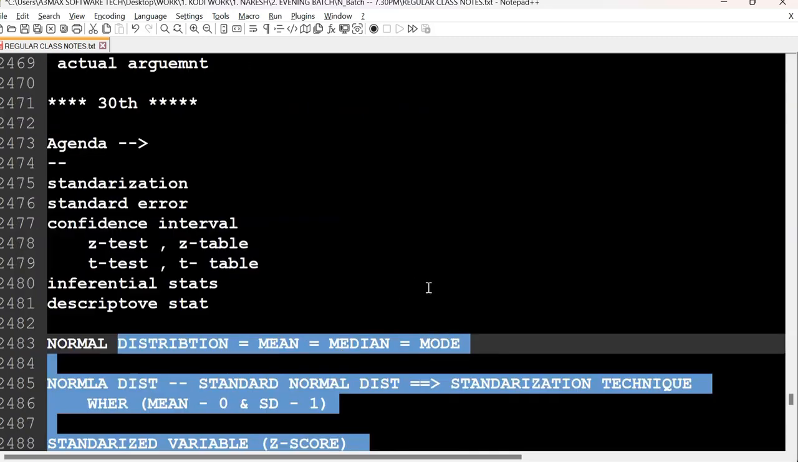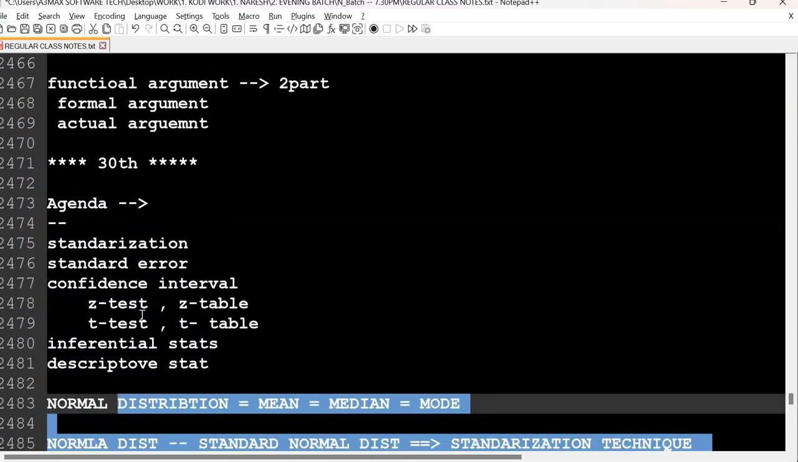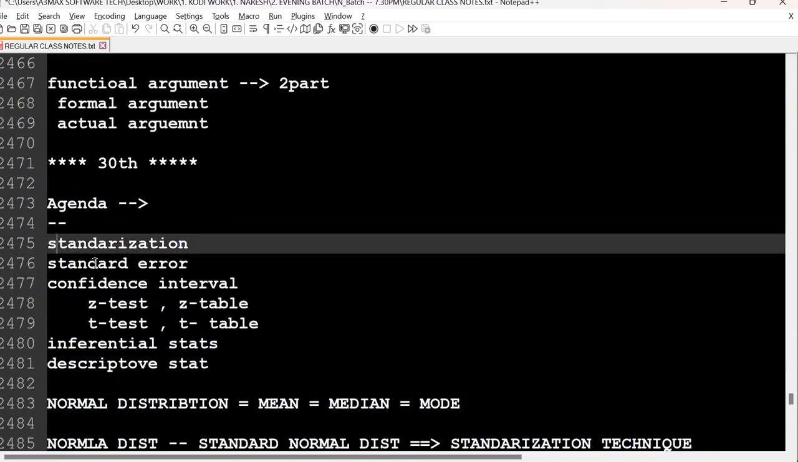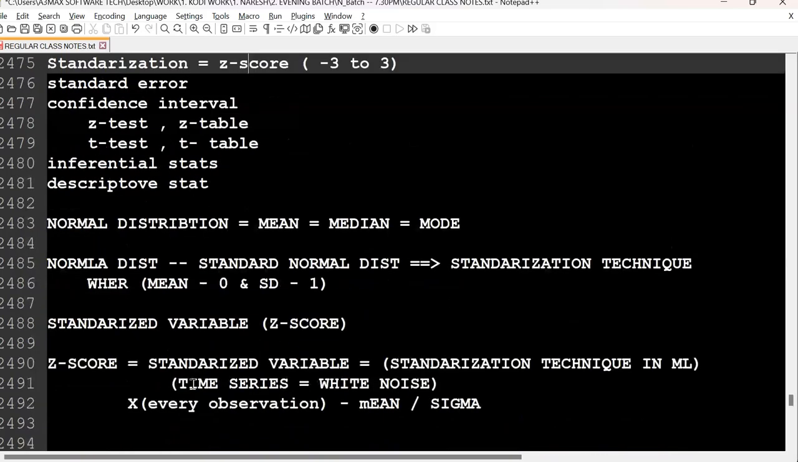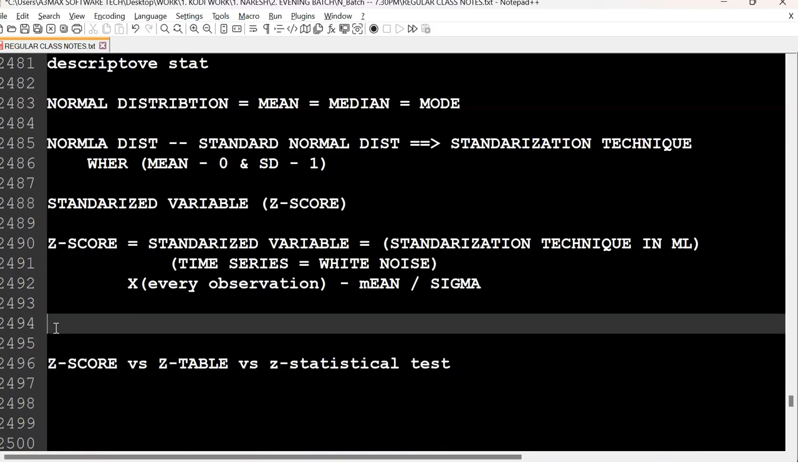So are you guys clear up to this? What is introduced today? The first one, standardization, which is called Z-score. And the range of Z-score is -3 to 3. Remember this. I will show you practical. Theoretically, learn up to this. What is Z-score? Z-score is a standardization technique, I'll explain later. It's a standardized variable. Okay. Next one.